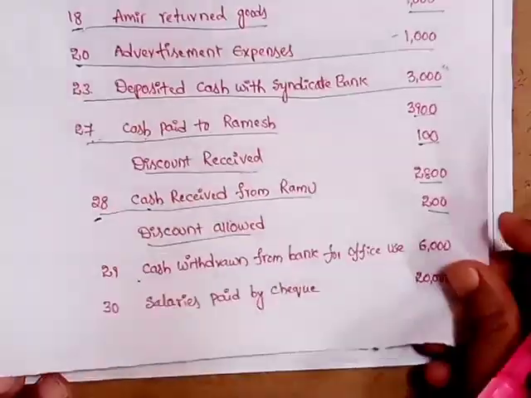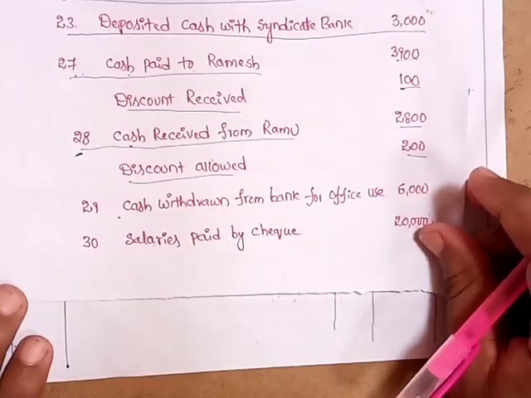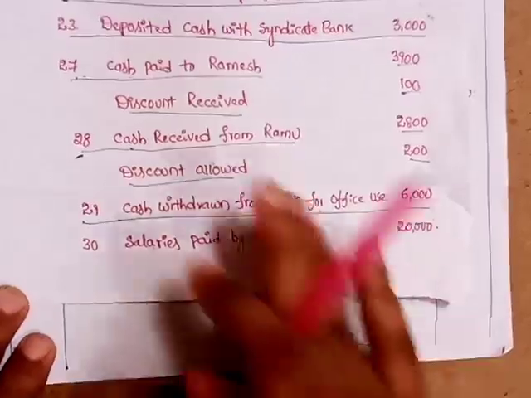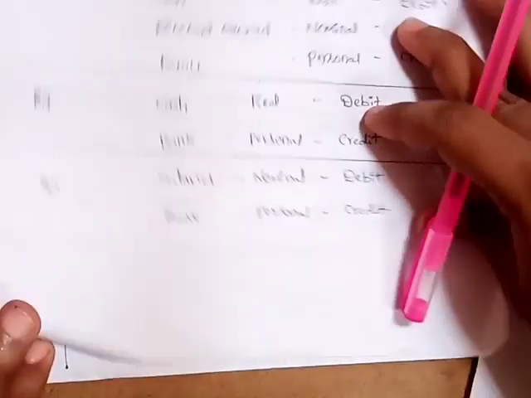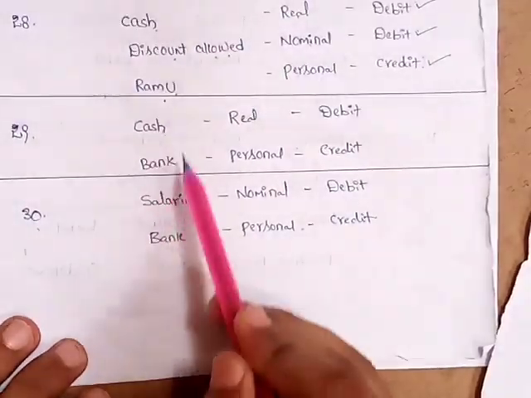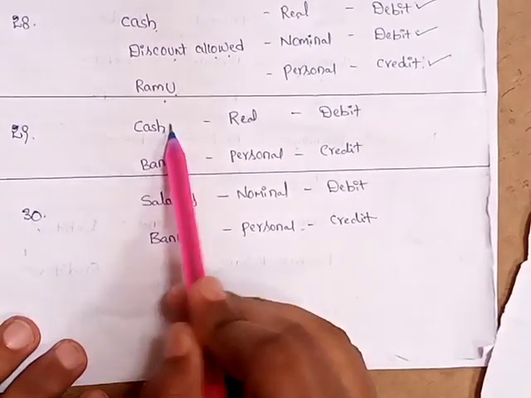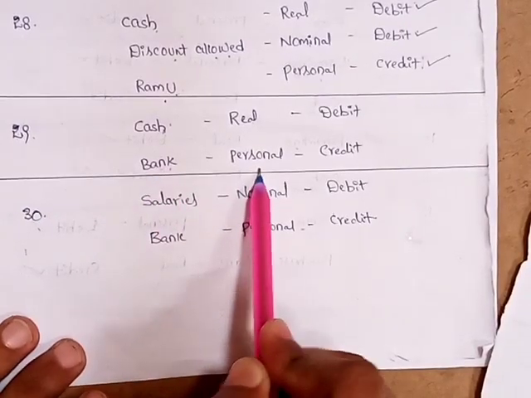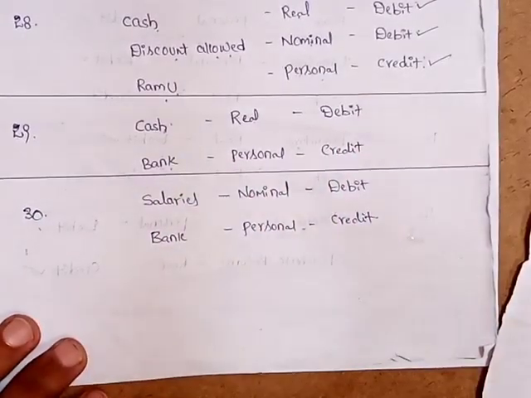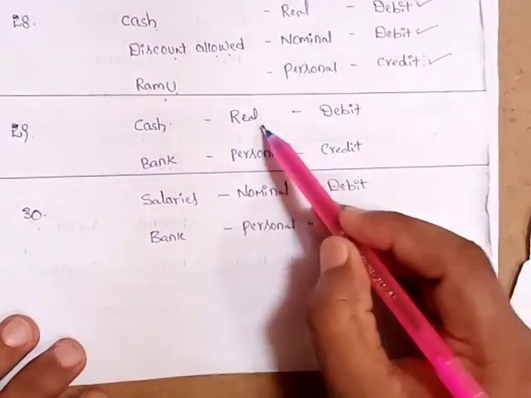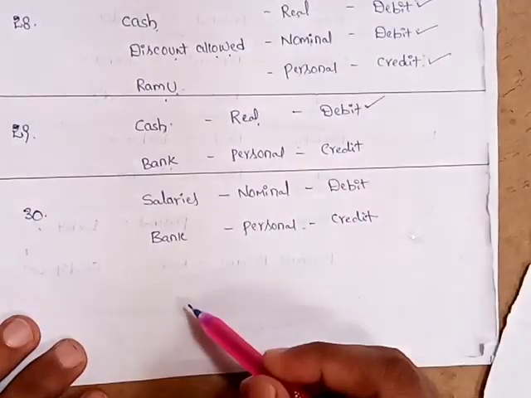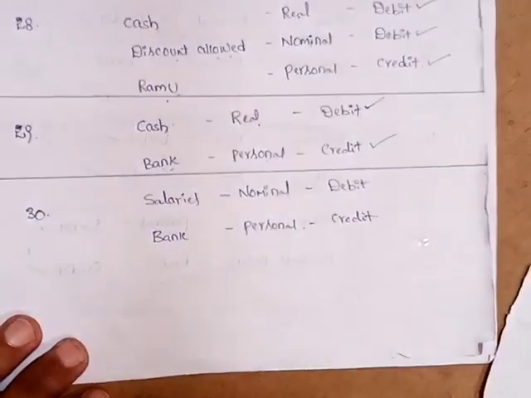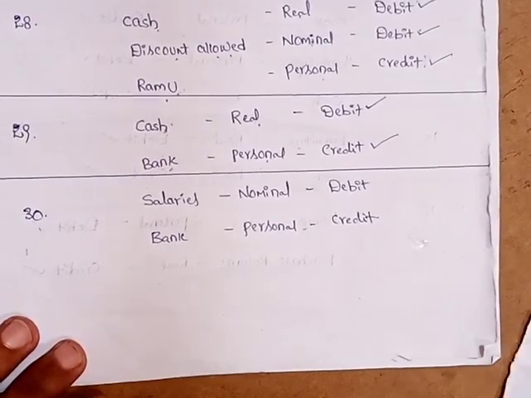And the next transaction, cash withdrawn from bank for office use. So in this transaction there are two accounts. One is cash, second one is bank. Cash is an asset, that's why it's a real account. Bank is a personal account. So when we withdraw cash from bank, cash comes into the business. According to real account, what comes into the business? That will be debit. And here bank is a giver, so according to personal account, giver will be credit. So cash is debit, bank is credit.